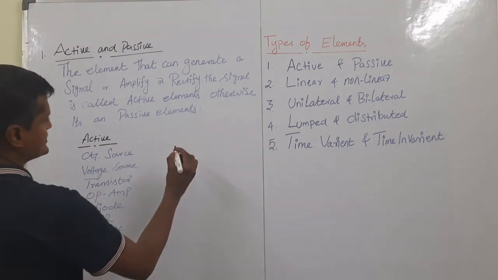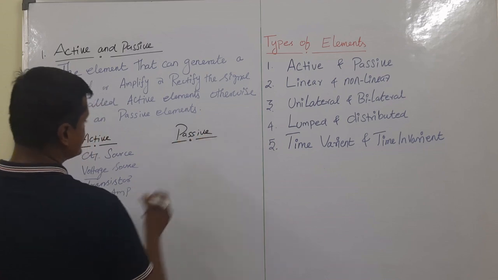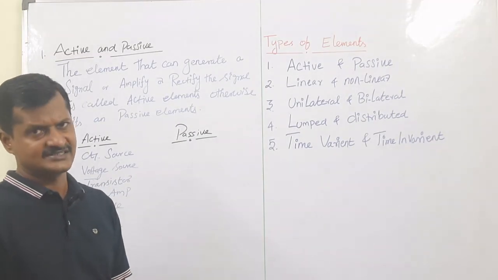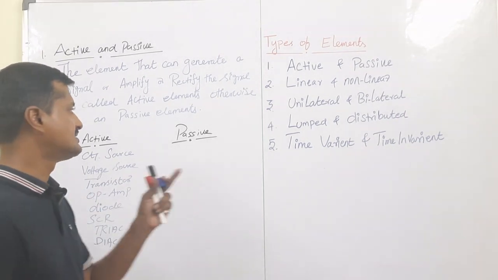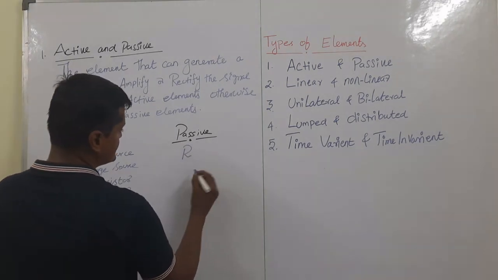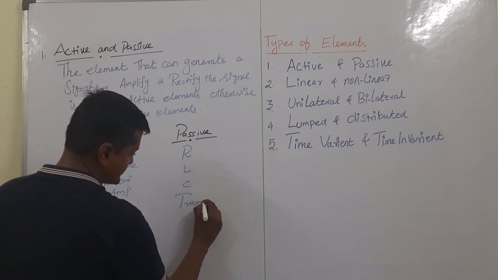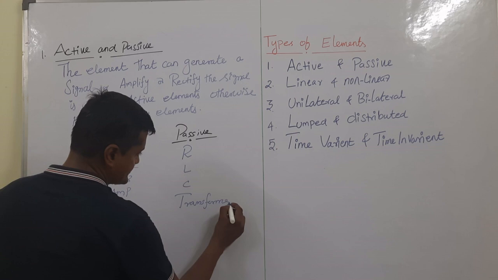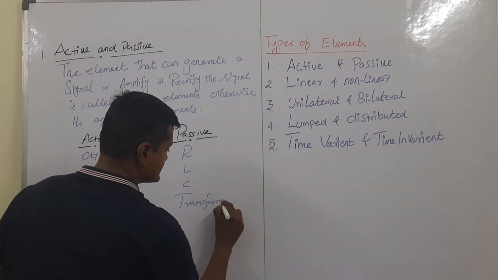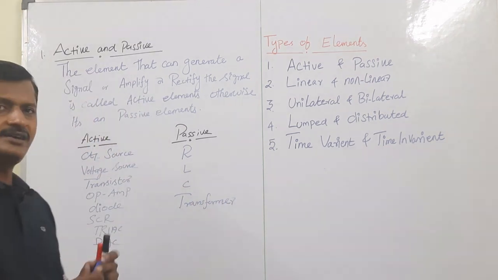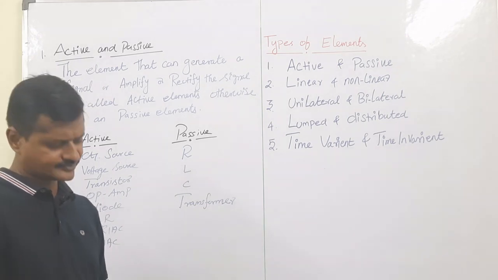Next, passive elements. Resistors, inductor and capacitor, as well as transformer, all come under passive elements. So resistor, inductor, capacitor, and the other one is transformer. These are examples of passive elements.